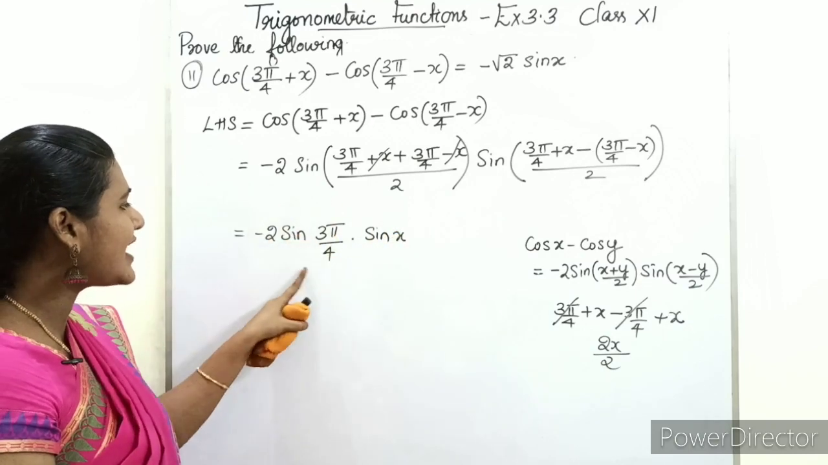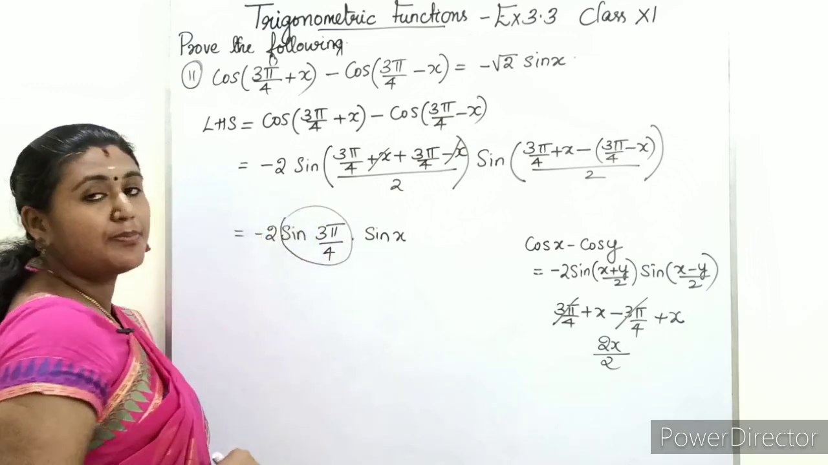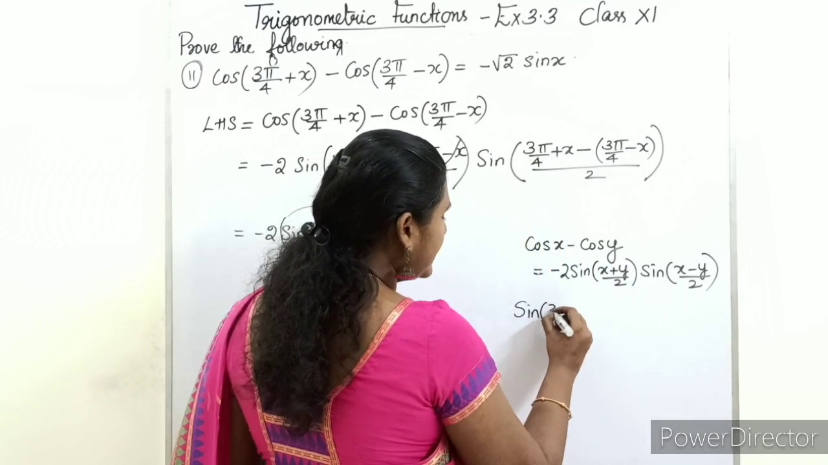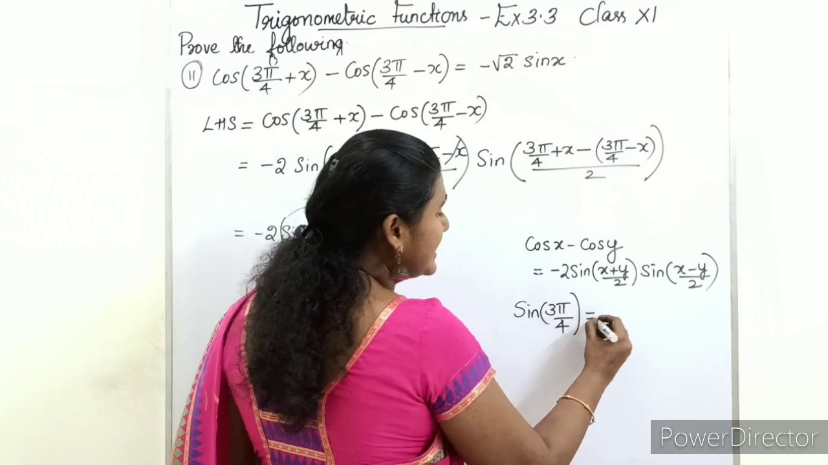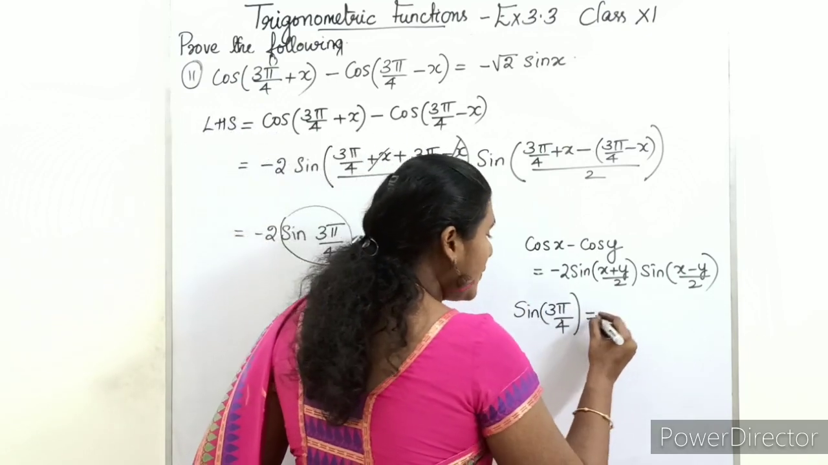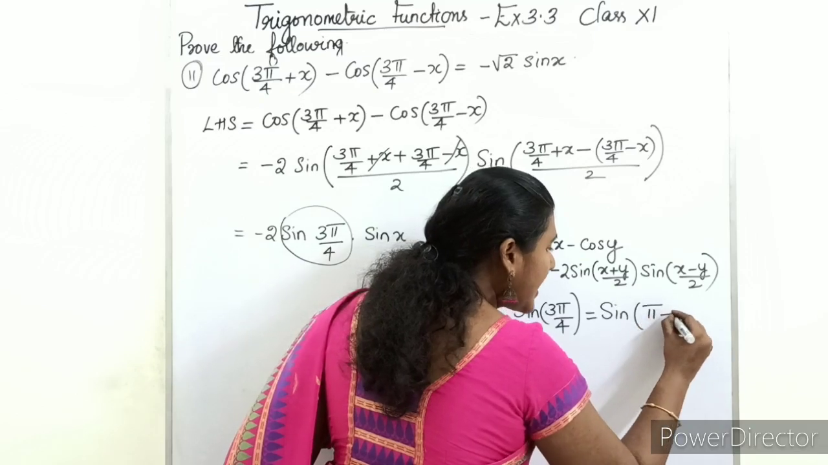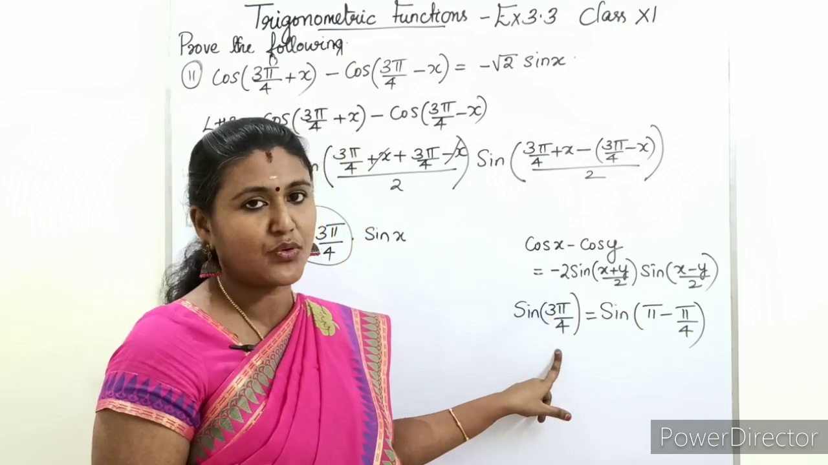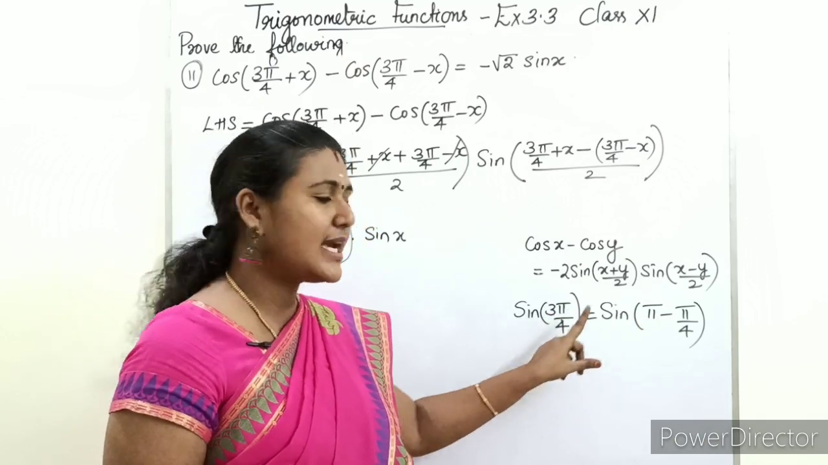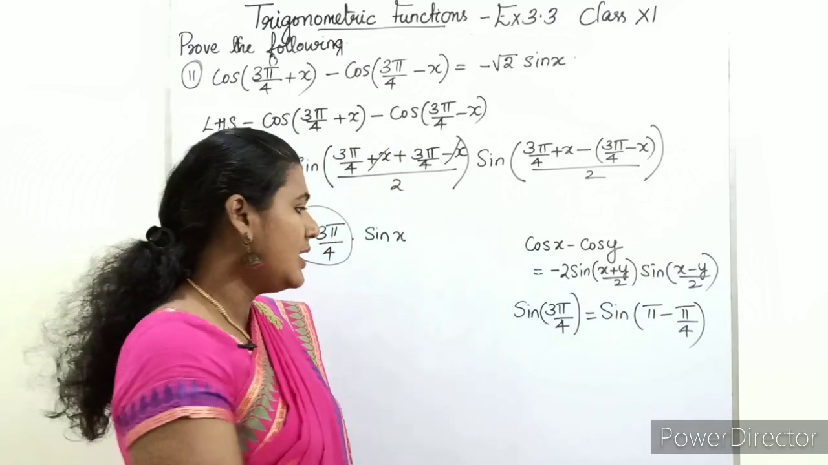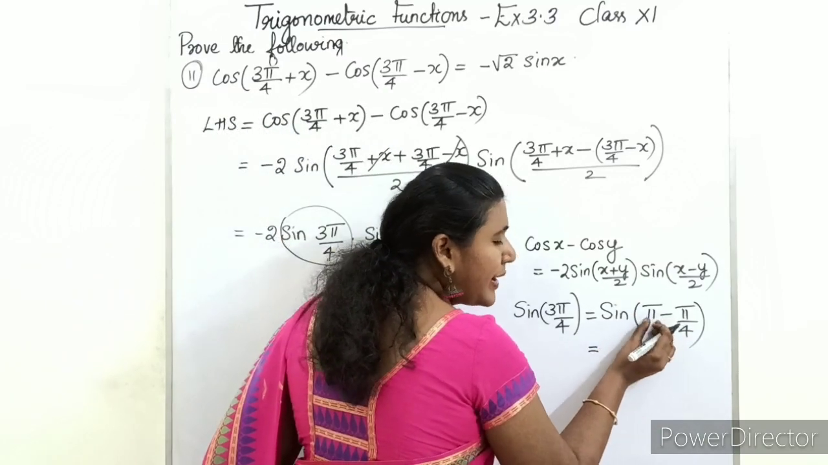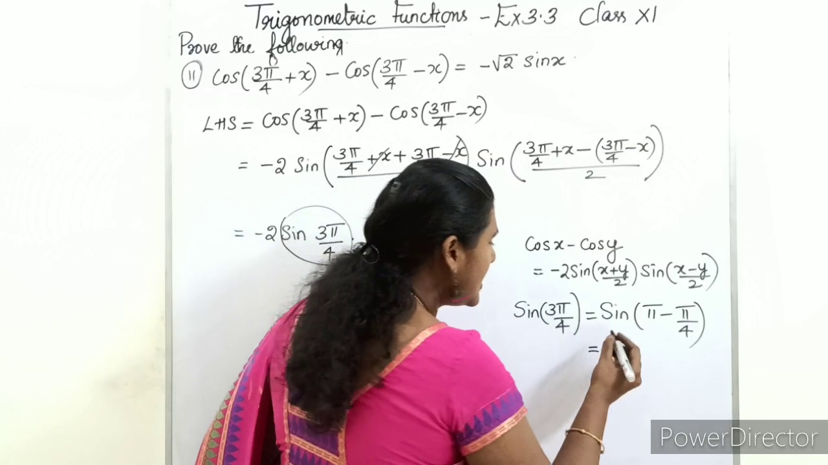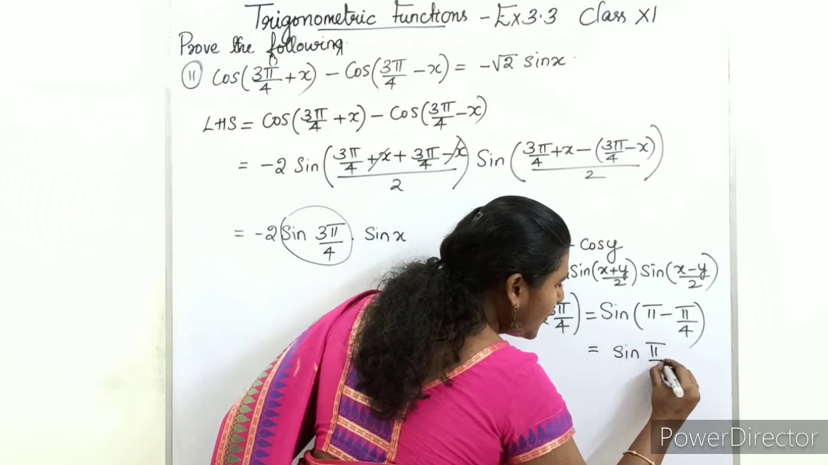Now we will find out the value of sin 3π/4. How can we express 3π/4? We can write this as π − π/4, because when you simplify this you get 3π/4. Now the angle π lies on the x-axis, so the trigonometric ratio will not change. So we can write sin π/4.